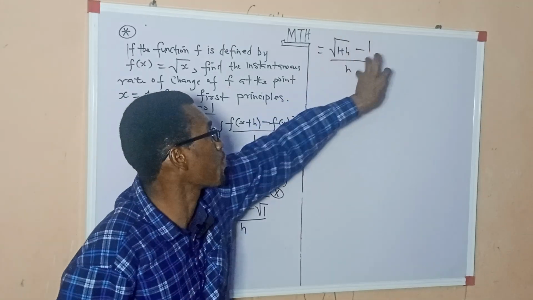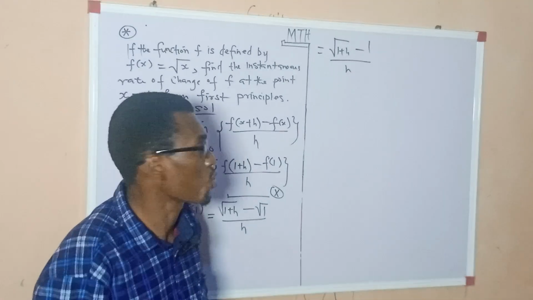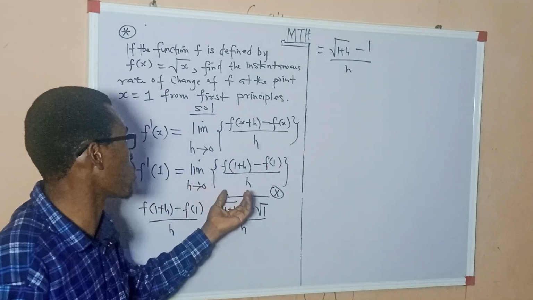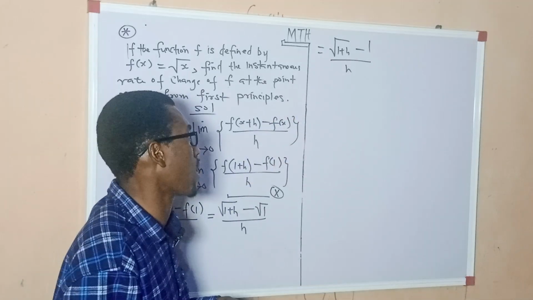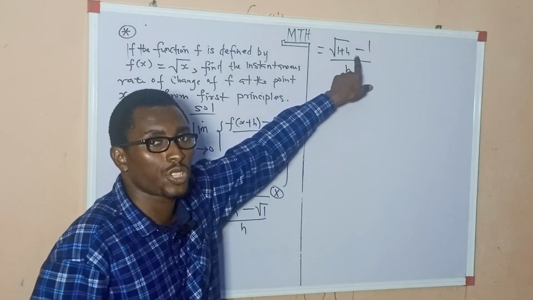We have to modify this form, if possible, so that we can get the limit without dividing by 0, all right? So how do we go about it? We shall do what's called the rationalization of the numerator. Now, how do we rationalize the numerator?